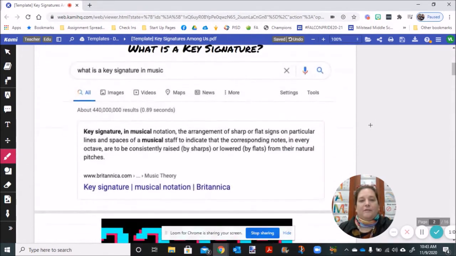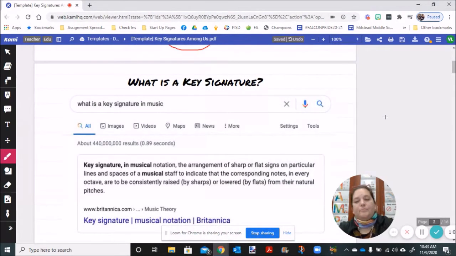Now, moving on, if we were to go to Google and type in what is a key signature in music, this is the definition that you would get. Key signature in musical notation, the arrangement of sharp or flat signs on particular lines and spaces of a musical staff to indicate that the corresponding notes in every octave are to be consistently raised by sharps or lowered by flats from their natural pitches.